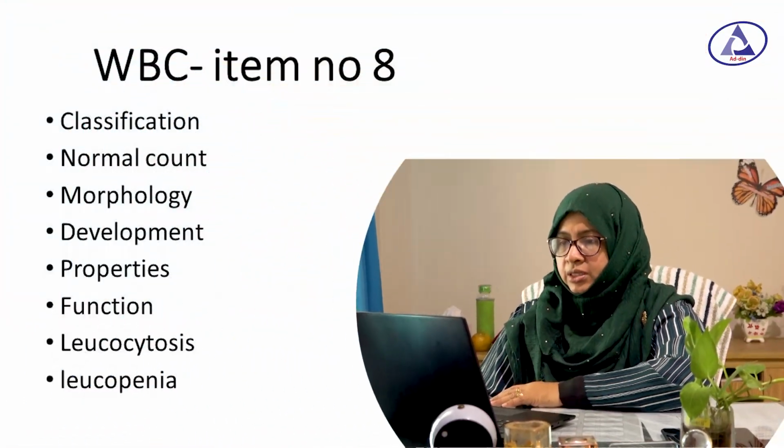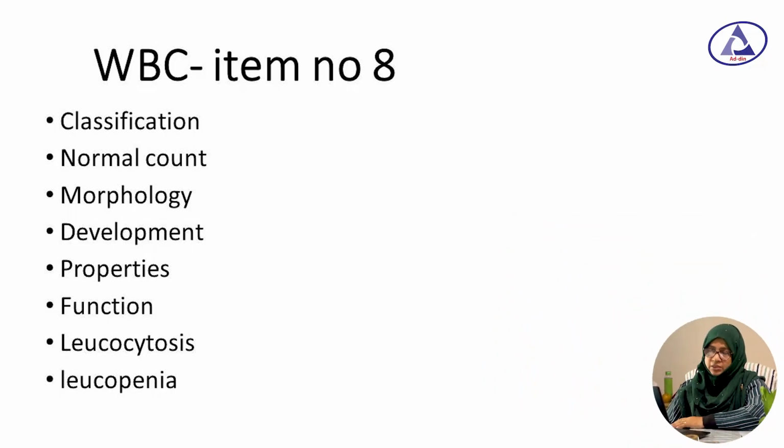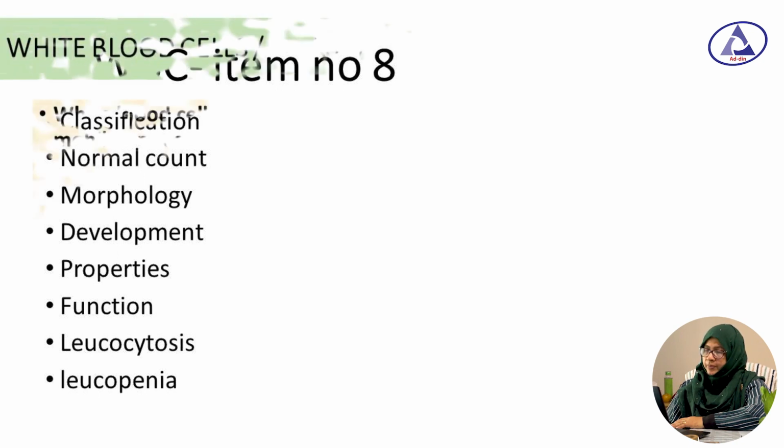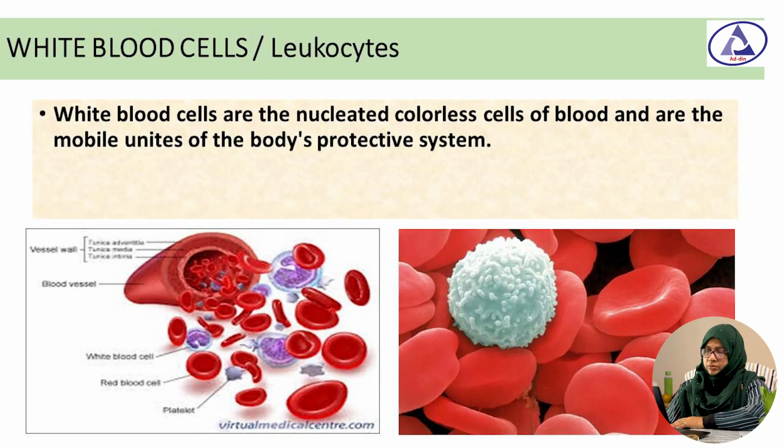Today I am going to discuss WBC, that is white blood cell. In this lecture, we are going to discuss the classification, normal count, morphology, development, properties, function, and leukocytosis and leukopenia. Firstly, we are going to discuss what is WBC. White blood cells are the nucleated colorless cells of blood and are the mobile unit of the body's protective system.